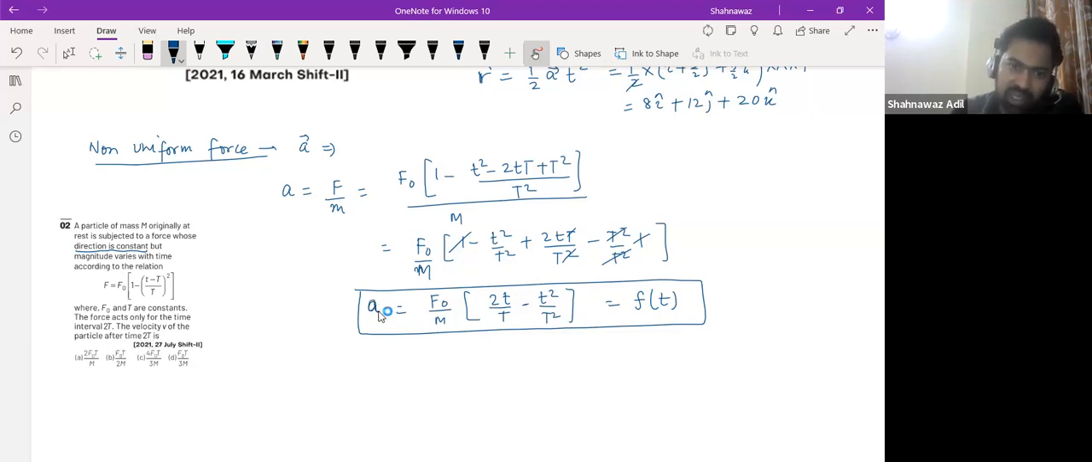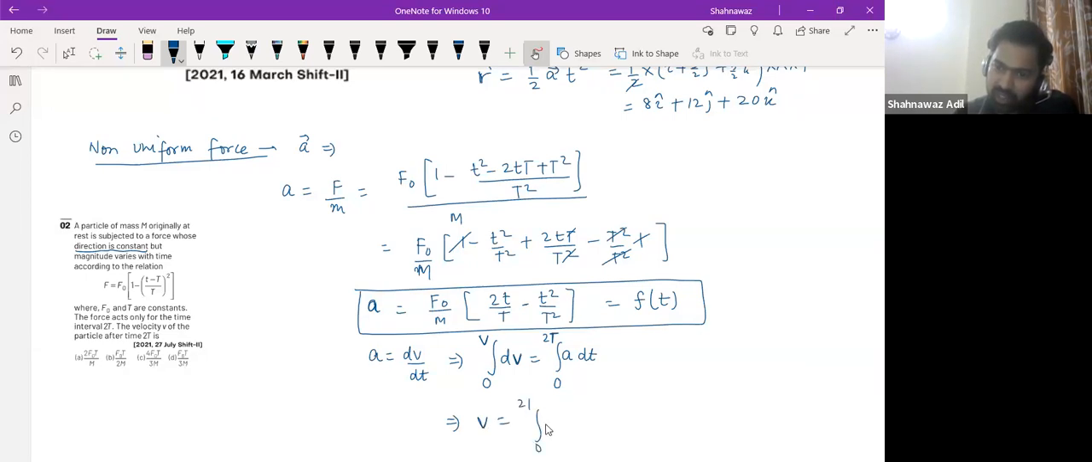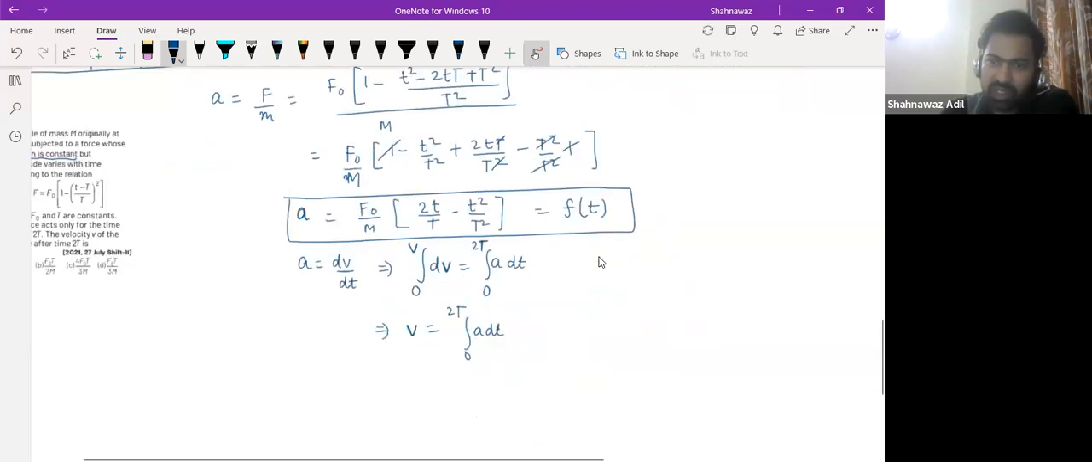So how are acceleration and velocity related? We know that A is dv by dt. We have to find out v, so dv is A dt, and then we integrate both sides. The limits start from the initial velocity to the final velocity, and the starting time is 0 and the final time is 2T. So the left side is simply v minus 0, which is v, and the right side is the integral from 0 to 2T of A dt. A we already know. If we solve this, what will we get?